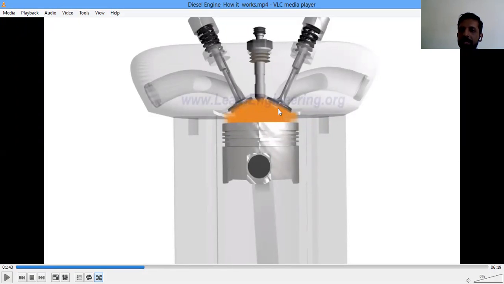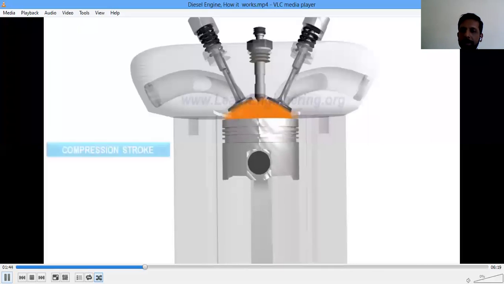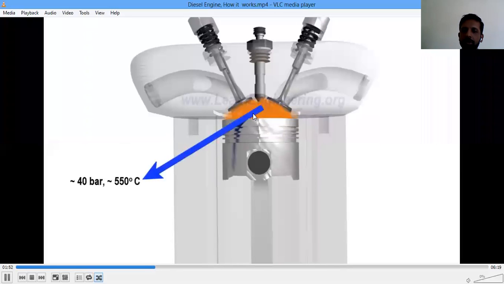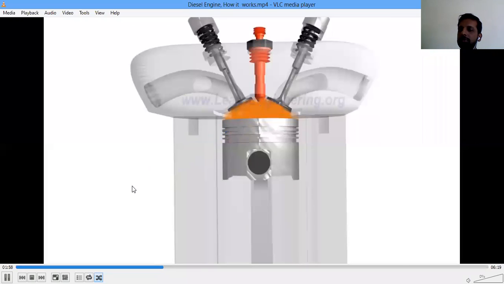So in this region, when the piston is at the TDC, the air is compressed so much that it is at high pressure and higher temperature, right? That is the end of the compression stroke. During this compression stroke, the inlet valve and outlet valve are both closed. The pressure will be about 40 bar and the temperature of the air will be around 550 degrees centigrade. So at the end of the compression stroke, what is now going to happen?